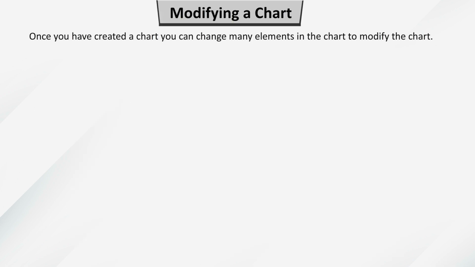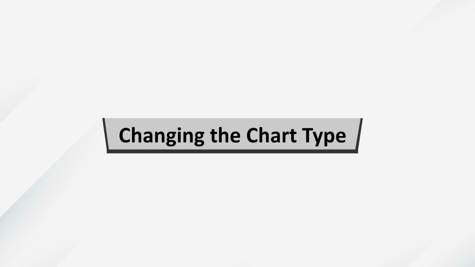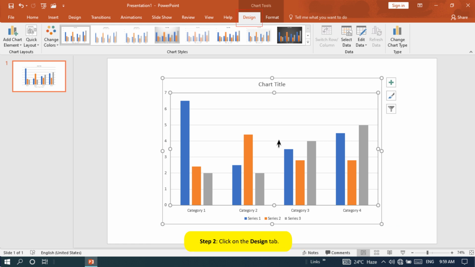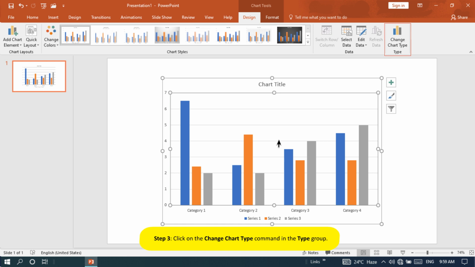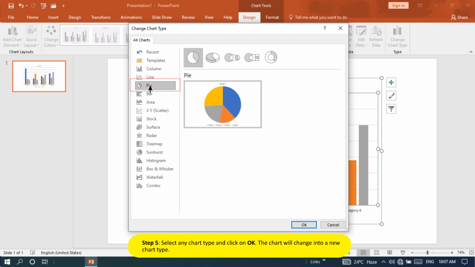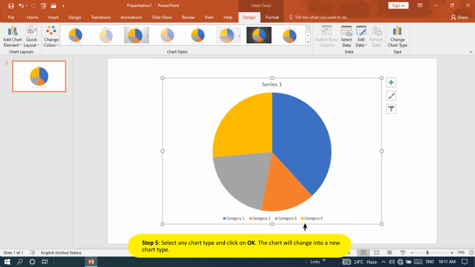Modifying a chart. Once you have created a chart, you can change many elements in the chart to modify the chart. Changing the chart type. Step 1. Select the chart which you want to modify. Step 2. Click on the Design tab. Step 3. Click on the Change Chart Type command in the Type group. Step 4. The Change Chart Type dialog box will appear. Step 5. Select any chart type and click on OK. The chart will change into a new chart type.